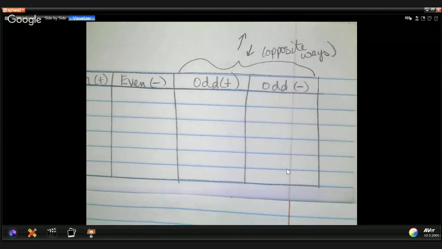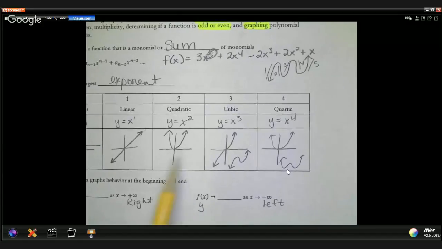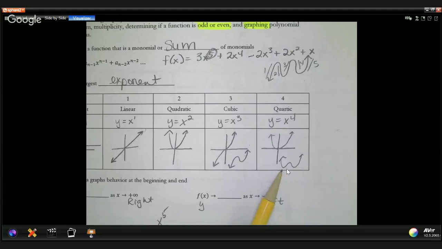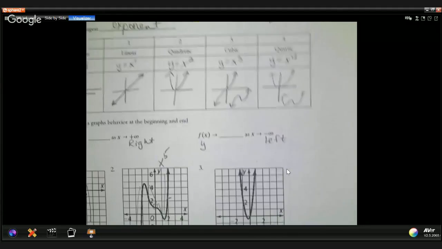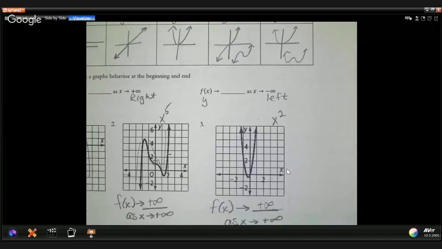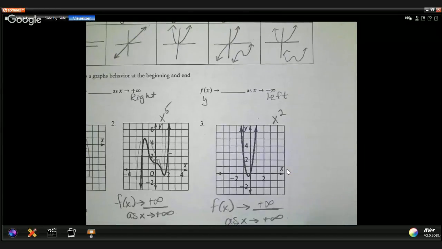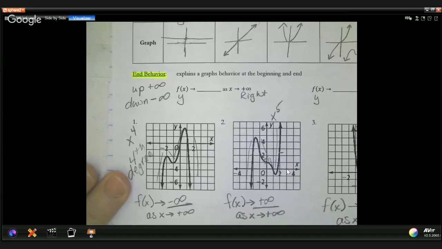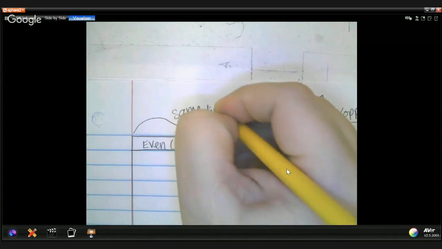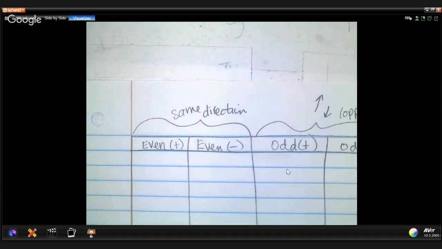Now let's look at our even functions. This is an even function. They both pointed up. This is an even function. They both pointed up. Down here, we didn't say it, but this was an x squared. That's an even function, and they also both point up. Here's another even function over here, and those both point down. They go in the same direction. So when you have even functions, these are going to go in the same direction. They're either both going to go up or they're both going to go down.